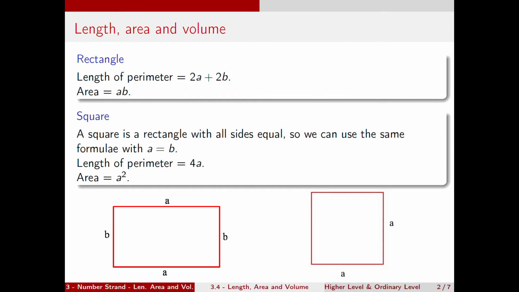For a square, it's simply a rectangle where all of the sides are equal. So a square is a type of rectangle. So we can use the same formulas as above, just instead of writing b, we're going to substitute in a again. So the length of the perimeter is a plus a plus a plus a, which gives us 4a, and the area is a by a, or the length by the width, which in this case are the same number, so we end up with a squared.